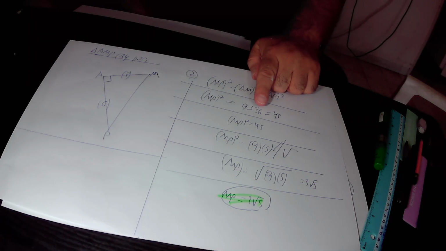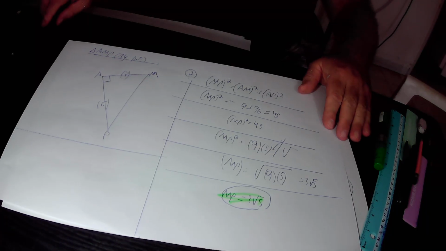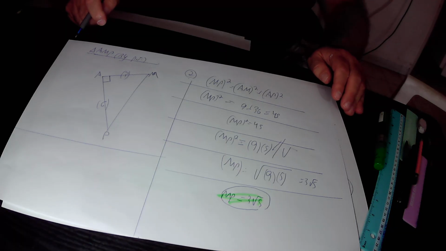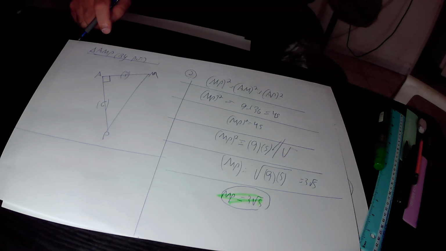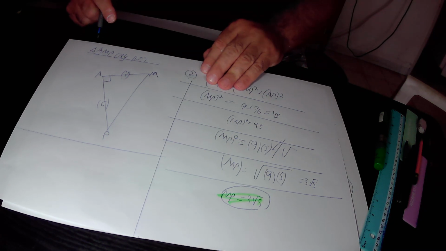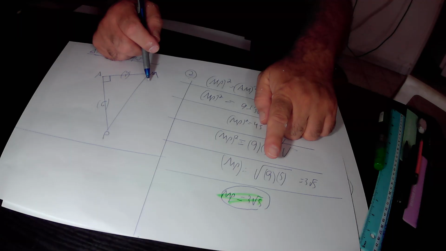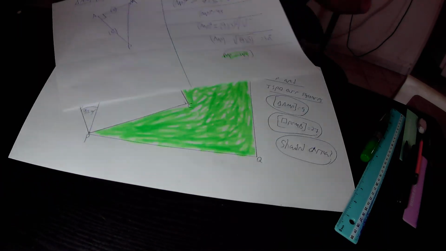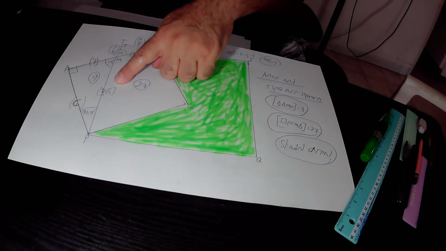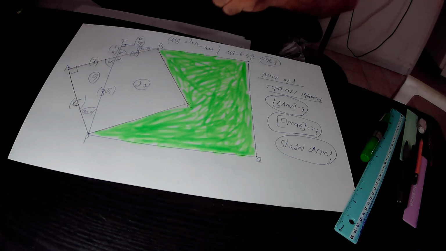Here we substituted 45 by 9 times 5, and we found that MP squared equals 9 times 5. Taking the square root of both sides, MP equals the square root of 9 times 5. The square root of 9 is 3, so inside the root we left only 5. In total, the length of the hypotenuse MP is equal to 3 times the square root of 5 units. This is the hypotenuse MP of the right triangle AMP.